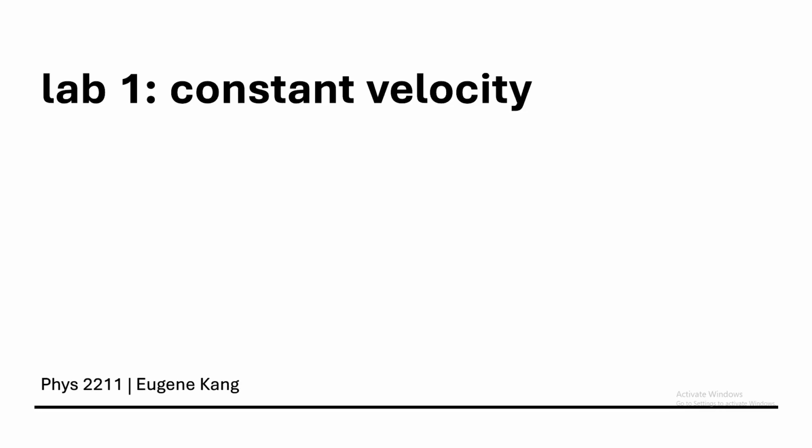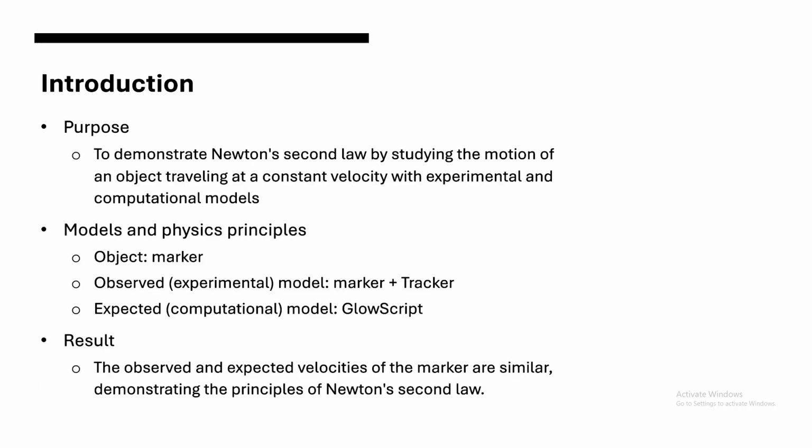Hello everyone, my name is Eugene Kang and this is Lab 1 Constant Velocity for Physics 2211. The purpose of this lab is to demonstrate Newton's second law by studying the motion of an object traveling at a constant velocity with both experimental and computational models.